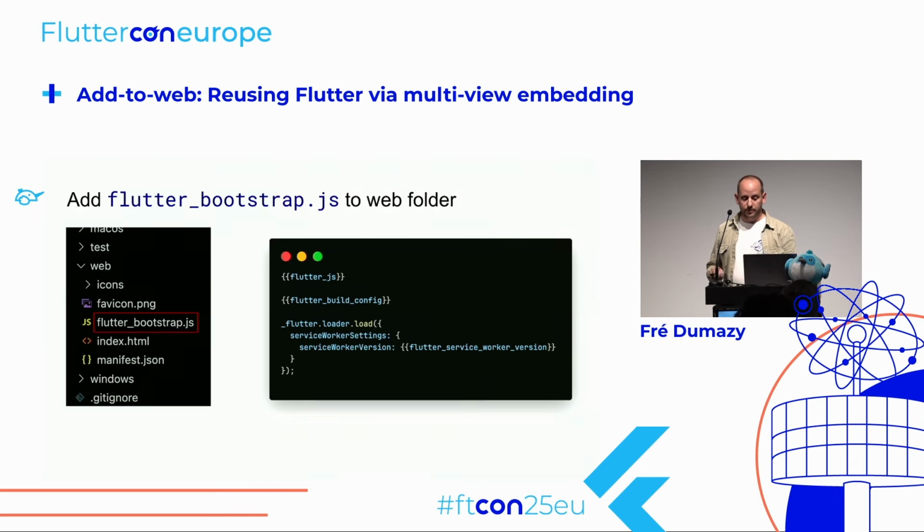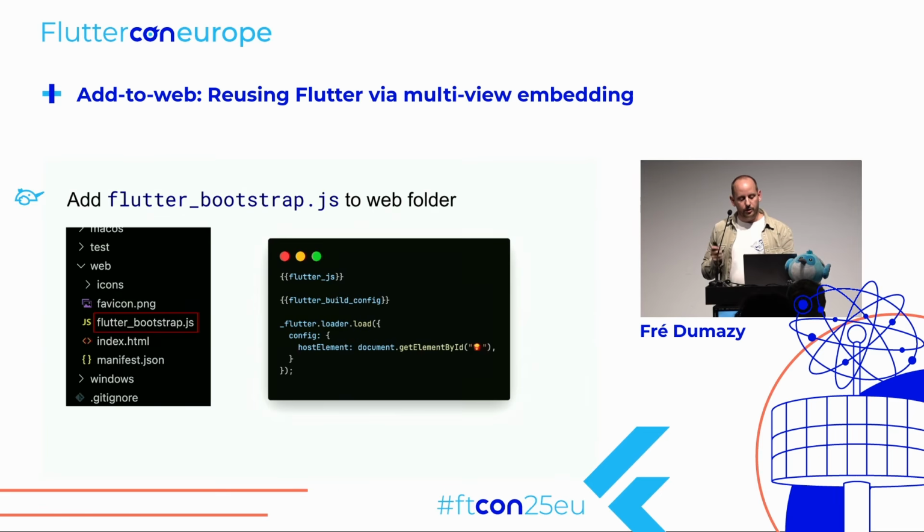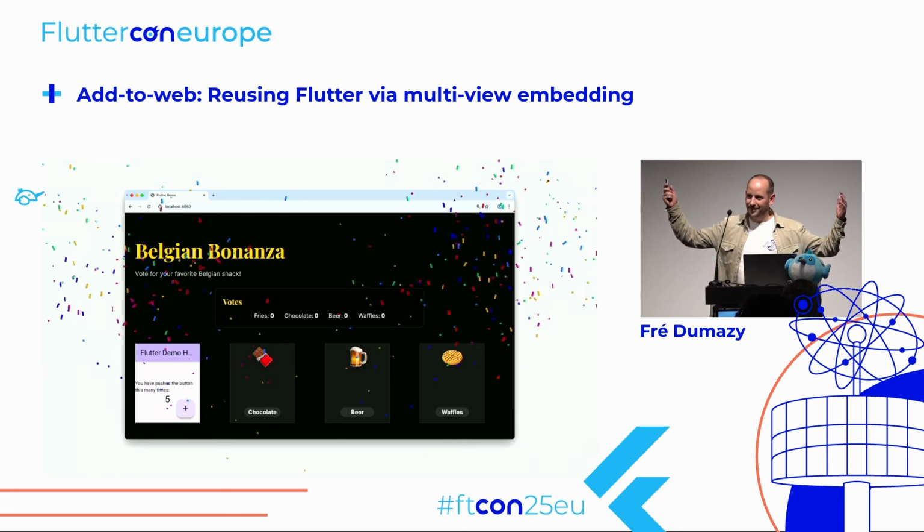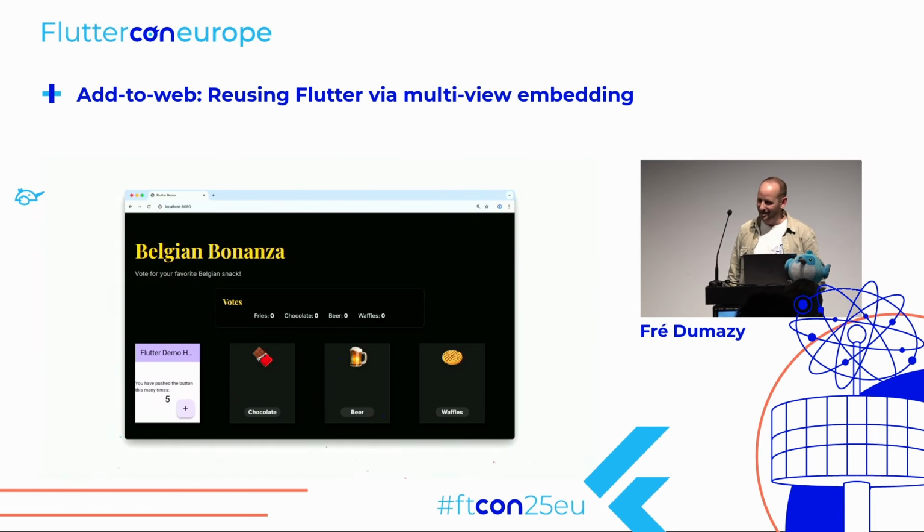And we can add several different configurations to this. You see the service worker here. I'm not going to go into that right now, but you can add different configuration. So we can basically say, load this Flutter app up into this host element, so it doesn't use the body element by default. And if we do that, we have our counter app embedded within another element. Great, right? We have done it.